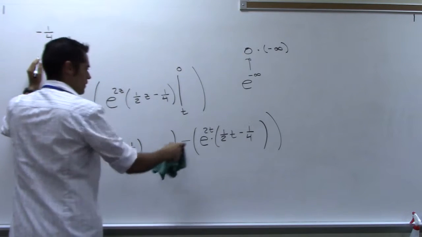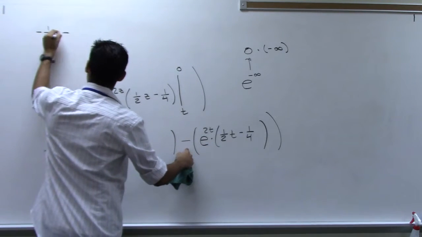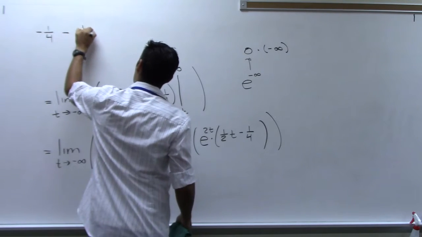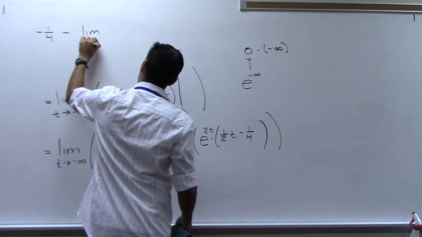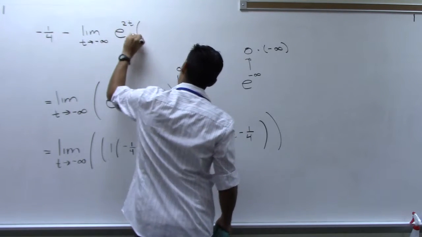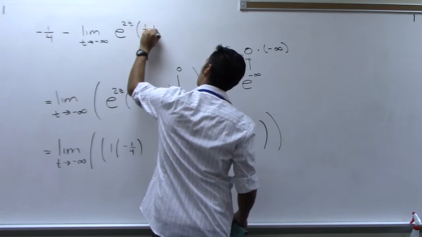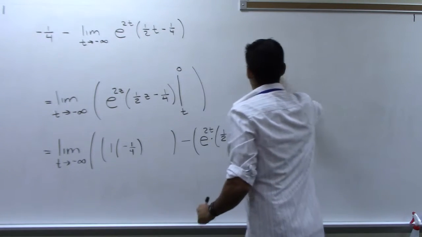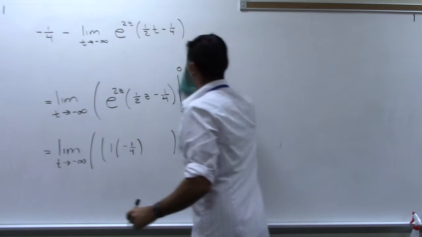And then I need to figure out this limit. I'm going to subtract whatever this limit is. The limit as t goes to negative infinity of e^(2t) times (1/2 t minus 1/4). All right, so let's see.